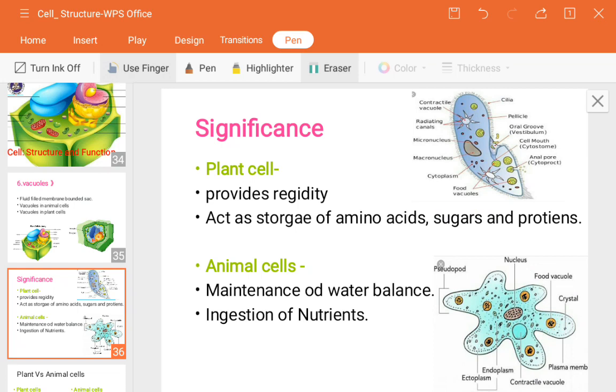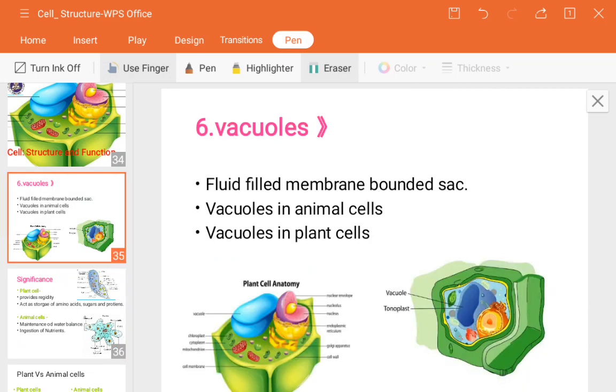Okay, so now vacuoles in plant cells. See, vacuoles in plant cells are very large in size and have one covering, which is known as the tonoplast. The covering of vacuoles in plant cells is known as the tonoplast. So whenever the question arises, you must be able to answer that the covering of a vacuole is known as the tonoplast.